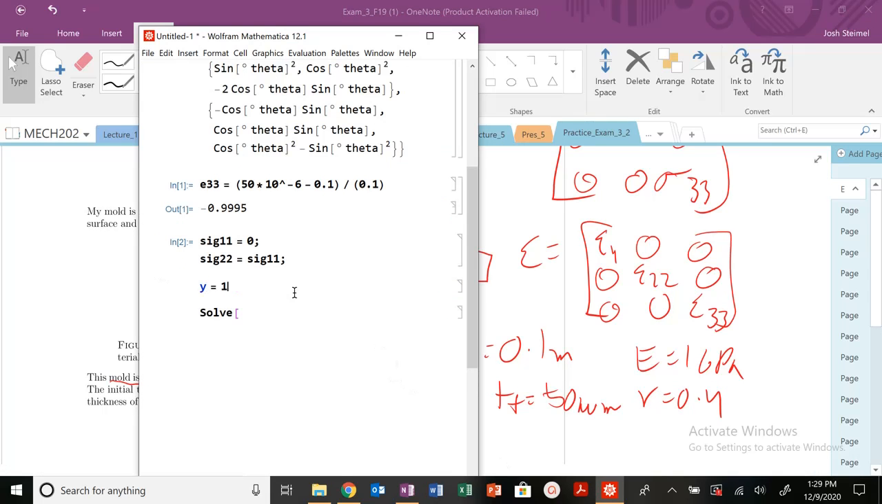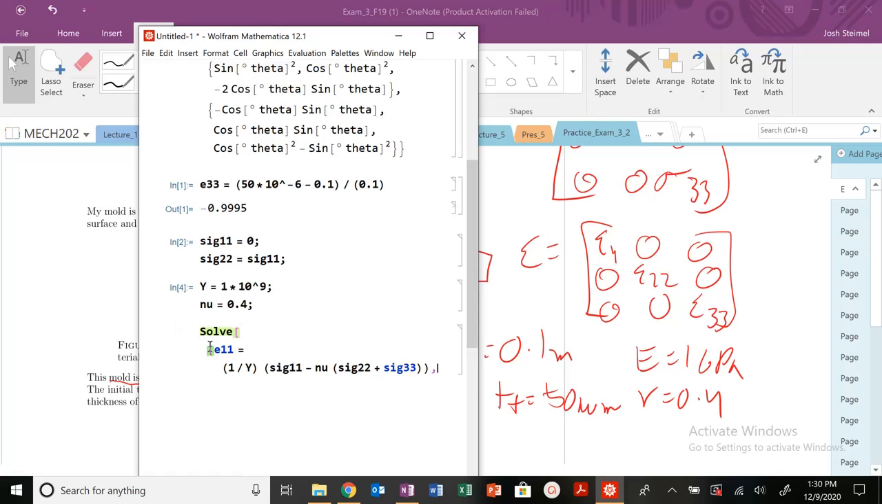Let's define those values. Y equals 1 times 10 to the 9th. Nu is equal to 0.4. Let's start with the strain in the 1,1 direction. E1,1 is equal to 1 over Y times sigma 1,1 minus nu times sigma 2,2 plus sigma 3,3, just to get used to writing it in this manner.